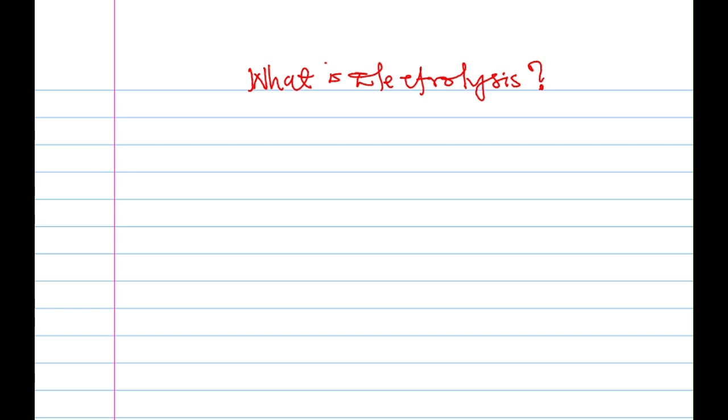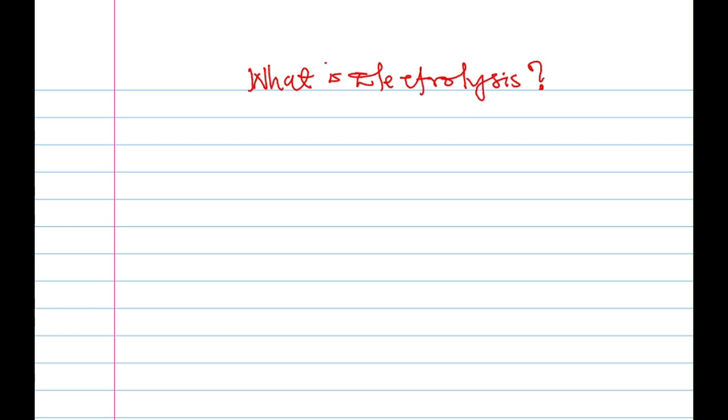I believe you have seen, or maybe you've heard, how pure metals are made from their ores, or how we coat one metal with another metal. The process of coating a metal with another metal, or how pure metals are extracted from their ore, involves electrolysis. So what is electrolysis actually?